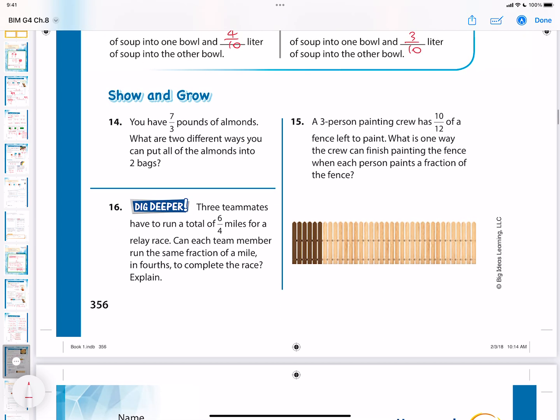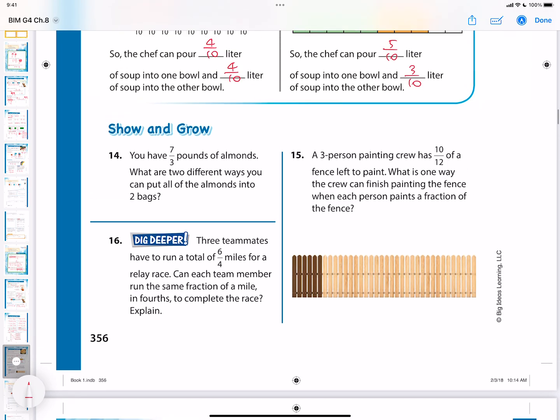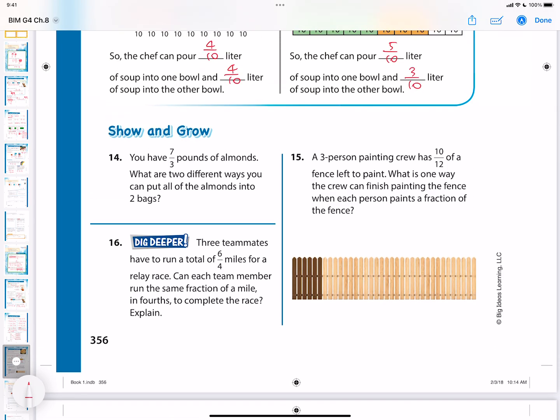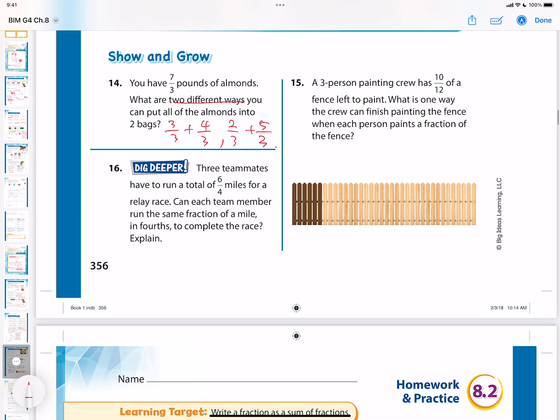All right, number 14. Wow, already this is the last page. Number 14. You have 7/3 pounds of almonds. What are 2 different ways you can put all of the almonds into 2 bags? 2 different ways. It can vary. I'm going to split that into 3/3 plus 4/3, and maybe I can put into 2/3 and 5/3. It depends on you how you want to split them.